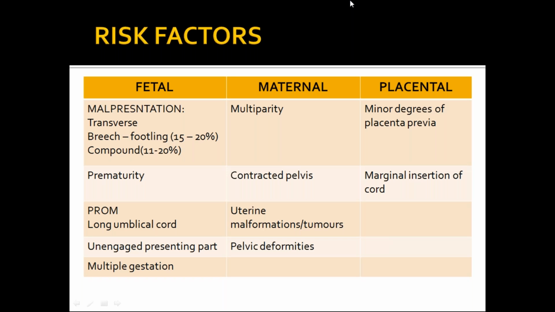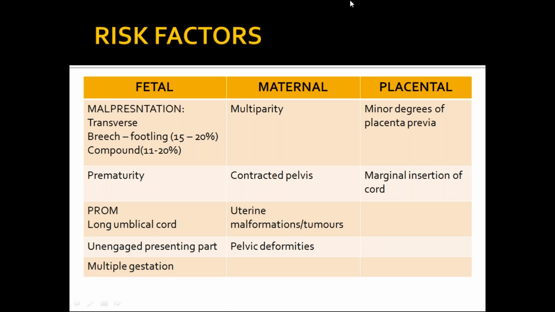Coming to the maternal side: multiparity, contracted pelvis, uterine malformations, and pelvic deformities. In all these conditions, there are chances for cord prolapse. And coming to the placental causes, whenever the placenta is located in the lower uterine segment, what is the condition called? Placenta previa. If the placenta is in the lower uterine segment, the cord attaches to the center of the placenta, isn't it? So there are more chances for the cord also to be in the lower part of the uterus. That is the reason there are chances in placenta previa.